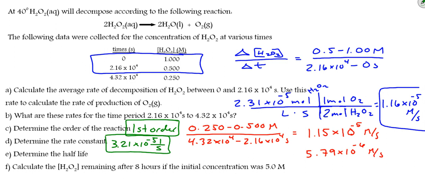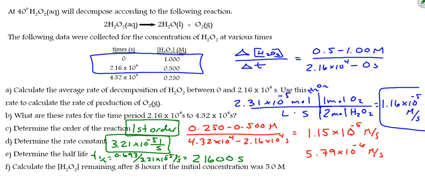So now it says determine the half-life. Well, because I know it's first order, I can make life very easy for myself. Half-life for first order is on my reaction sheet, and it ultimately comes from natural log of 2 over k. So if I plug in my k right here, I can get my answer.